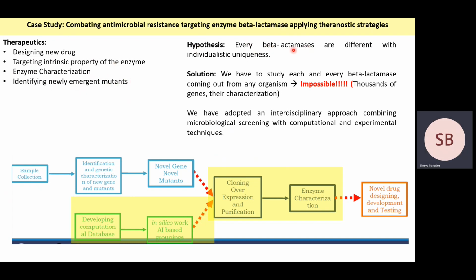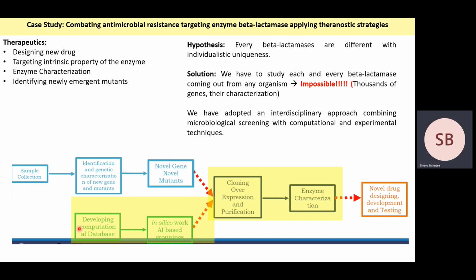So the hypothesis was that every beta lactamase is different with individualistic uniqueness. So the solution is that we have to study each and every beta lactamase coming out of any organism. And this is impossible because there are thousands of beta lactamases corresponding to thousands of genes, and their characterization is impossible. So an interdisciplinary approach has been adopted, combining microbiological screening with computational and experimental techniques.